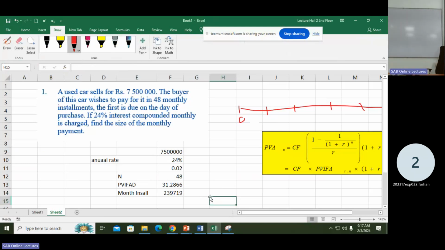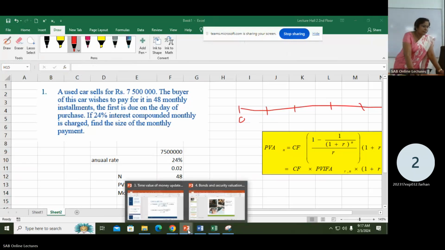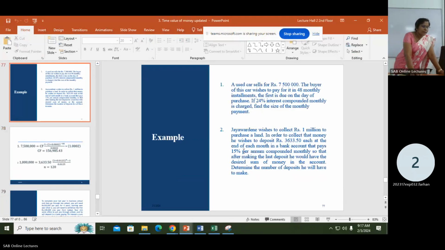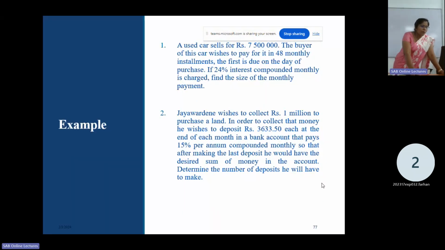Right? Okay. So let's go to the next one. Jayawardhana wishes to collect 1 million to purchase land. In order to collect that money, he wishes to deposit 3,633.50 each at the end of each month in a bank account that pays 15% per annum compounded monthly, so that after taking the last deposit he would have the desired amount in the account. Determine the number of deposits he will have to make.